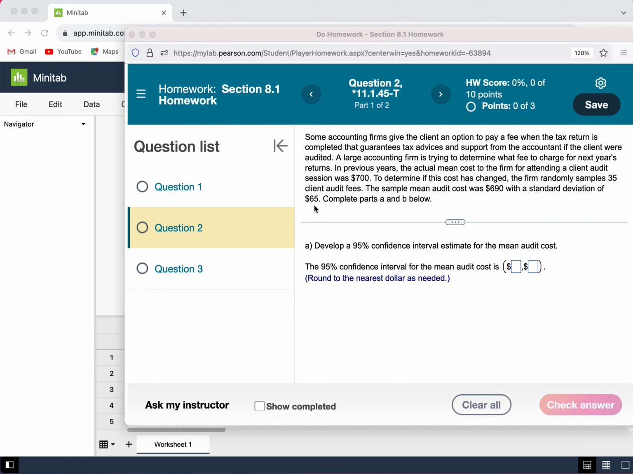standard deviation of $65. Now I don't see the word population or sample here next to standard deviation, but when I have the sample mean audit cost was $690 with a standard deviation of $65, that means that the standard deviation is also coming from a sample. So since it comes from a sample, that means that I'm going to use one sample t with the t distribution. If it were a population standard deviation or sigma, then I would use one sample z.